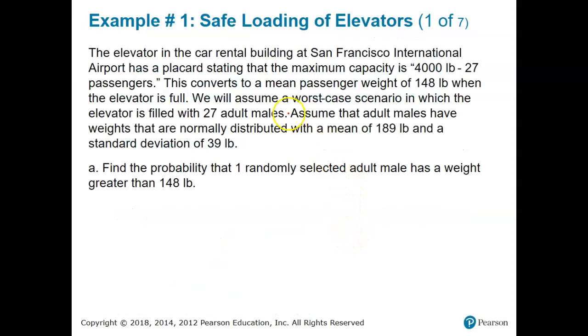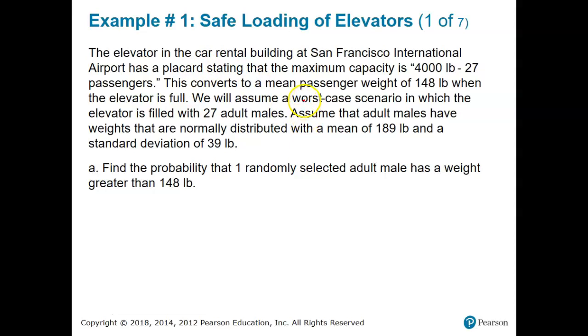So the first example we want to look at: the elevator in a car rental building at San Francisco International Airport has a placard stating that the maximum capacity is 4,000 pounds, which is for 27 passengers. This converts to a mean passenger weight of 148 pounds when the elevator is full. We will assume a worst case scenario in which the elevator is filled with 27 adult males.